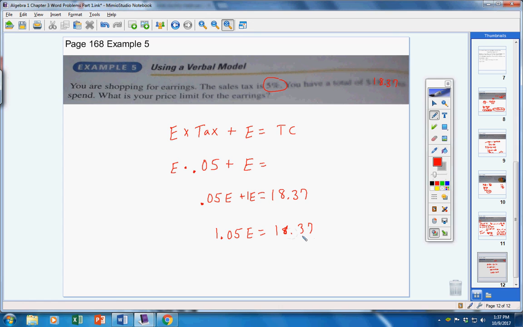Alright? Divide both sides by 1.05, and you will get approximately, rounded, $17.50. So now you can look at all of the tags on the earrings and realize as long as you stay at this price here or lower, then you will not go over the amount of money you have to spend. Okay? Guys, I hope this helps.